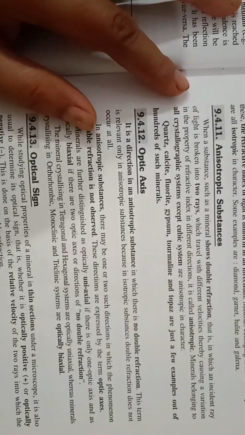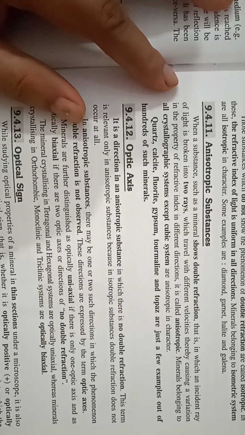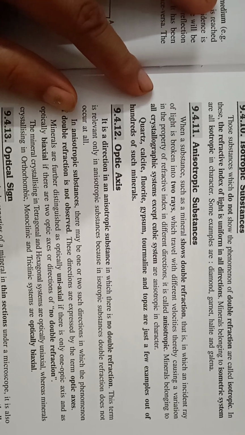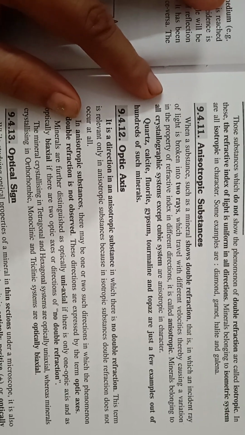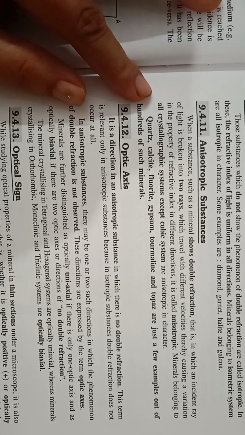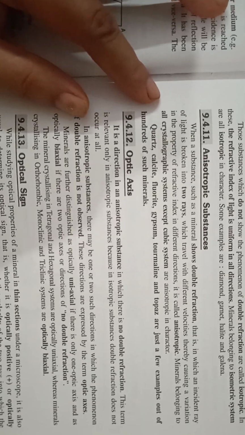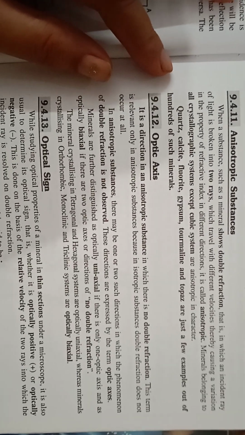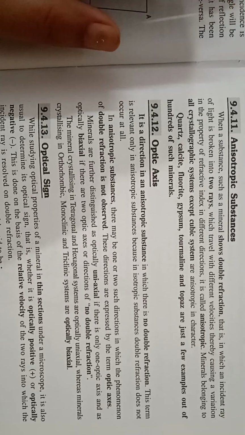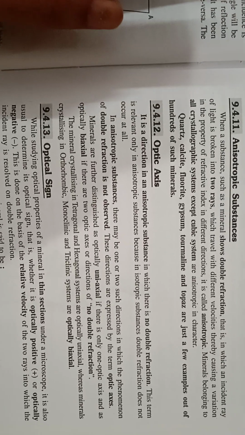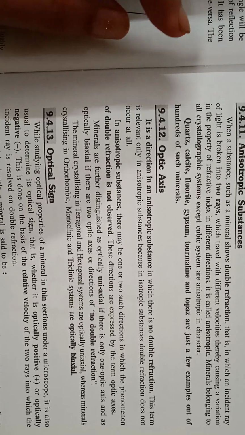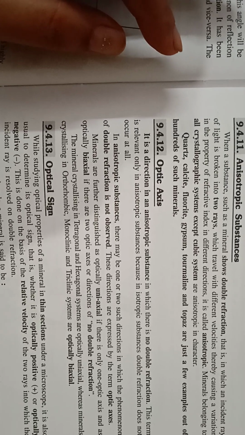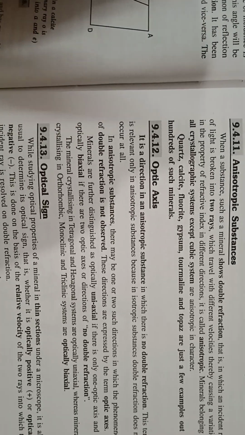Anisotropic substance. When a substance such as a mineral shows double refraction, that is, in which an incident ray of light is broken into two rays which travel with different velocities, thereby causing a variation in the property of refractive index in different directions, it is called anisotropic. Minerals belonging to all crystallographic systems except the cubic system are anisotropic in character. Quartz, calcite, fluorite, gypsum, tourmaline, and topaz are just a few examples out of hundreds of such minerals.